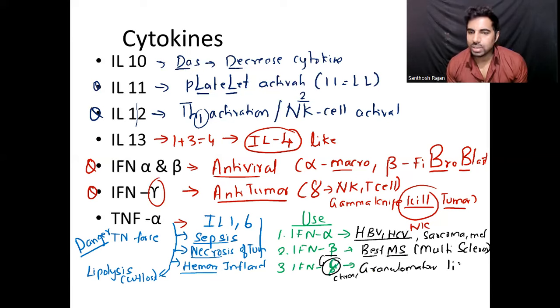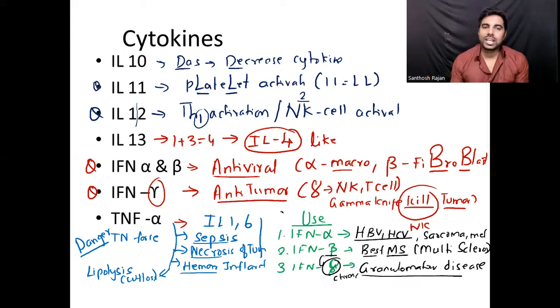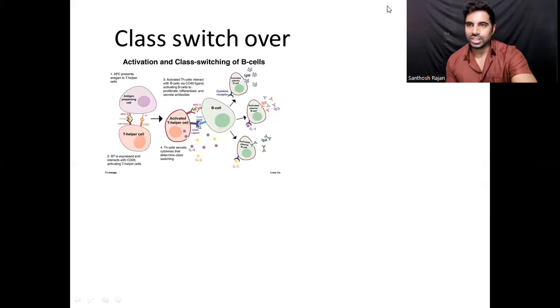This was there in my exam. I remember we got this interferon gamma use. So these are basically pathology, but I'm bringing it here so that it's under the topic and will be like a revision for you guys. Alpha is for B and C, sarcoma, melanoma, and beta is for multiple sclerosis, and gamma is for chronic granulomatous disease. Okay. Got it? Right. Next.